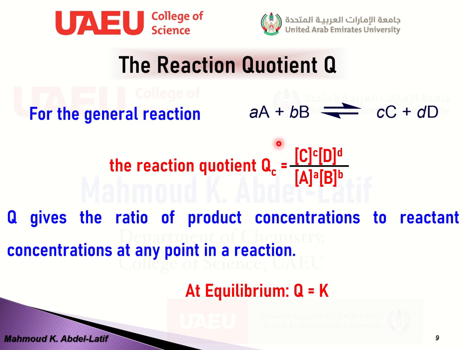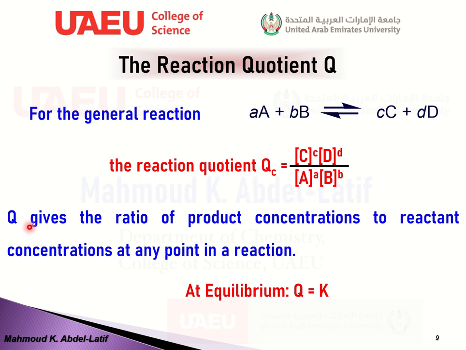So actually, the reaction quotient is the same as the equilibrium constant. The only difference is that the concentrations in the reaction quotient won't be the equilibrium concentrations. So from the value of Kc, we can know if the reaction has reached equilibrium, or is before equilibrium, or after equilibrium.